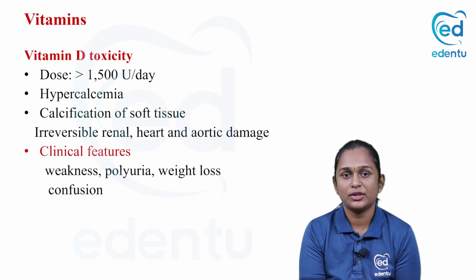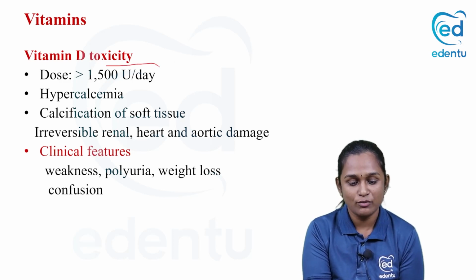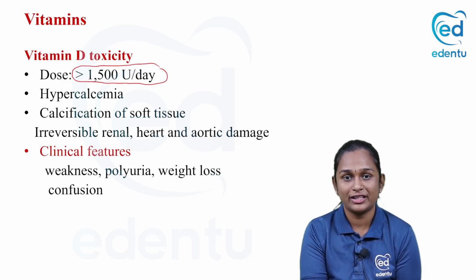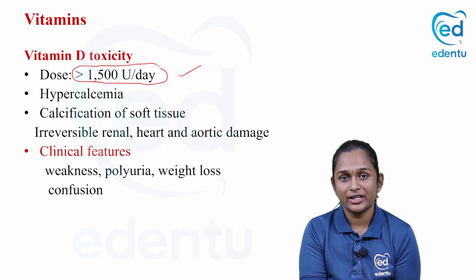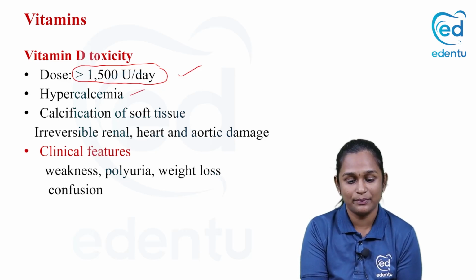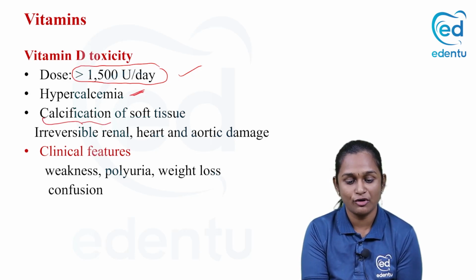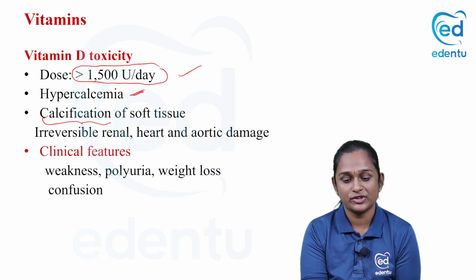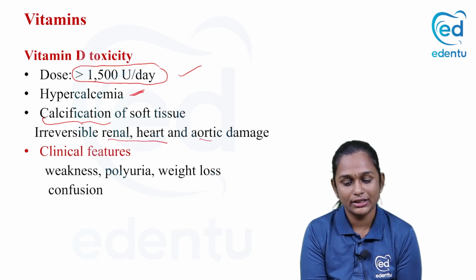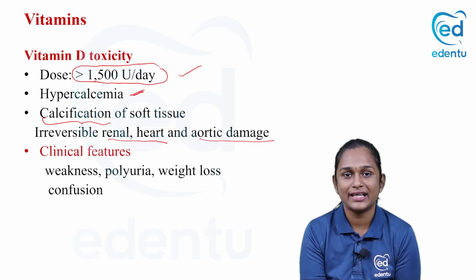So what happens if this vitamin is taken in excess? We saw toxicity is seen more commonly in fat-soluble vitamins because they are stored in our body. When you take more than 1500 units per day of vitamin D, it results in toxicity. More vitamin D means more calcium absorption, so it will result in hypercalcemia. When there is more calcium, it gets deposited in the tissues, causing calcification of soft tissues, and this calcium also gets deposited in the blood vessels, heart walls and kidney, and it will result in damage. So there is irreversible renal, heart and aortic valve damage because of this calcification.